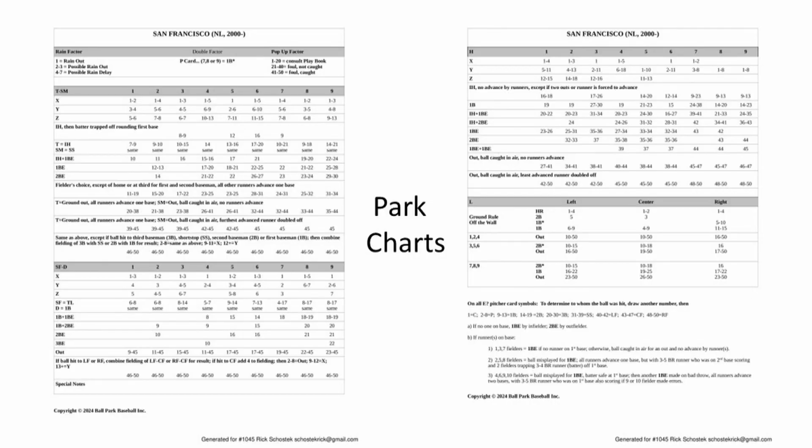The next game element is the park chart, which is double-sided. This is the home stadium for each of the teams. As you know, baseball parks have unique characteristics, and these park charts account for details like outfield dimensions and the amount of foul territory. The 5th thing you need to play the game is a way to generate random numbers.